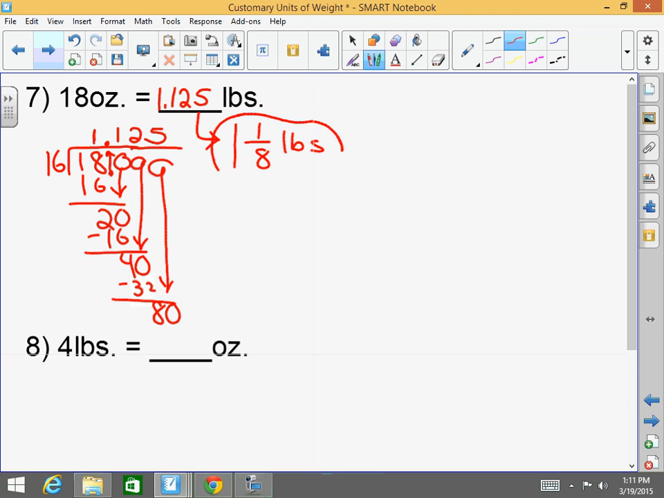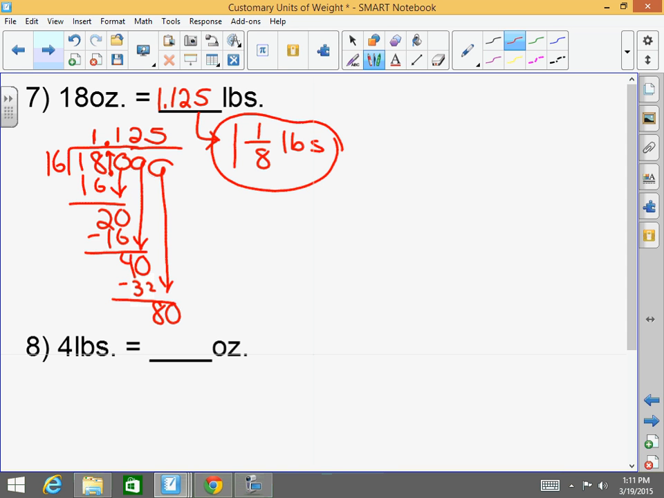or in fraction form, it's 1 and 1/8 of a pound. How did I do that? Well, 0.125, I can convert that to 125 thousandths and reduce, or you could memorize what I asked you to memorize, and you should know by now that 1/8 equals 0.125.